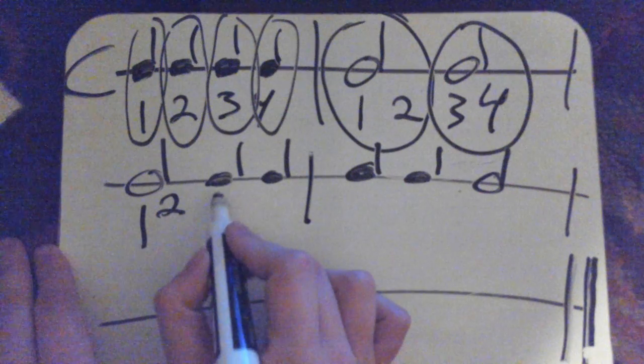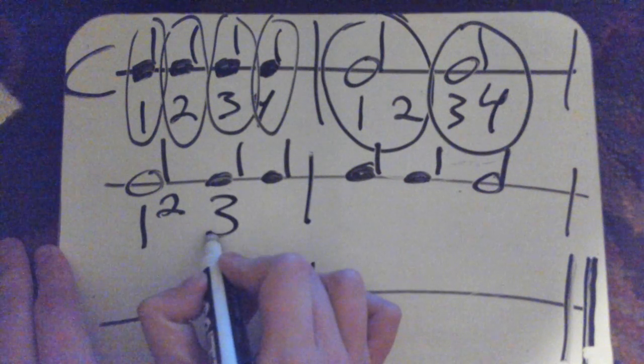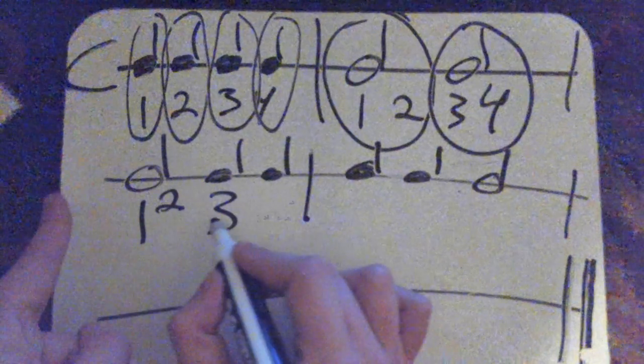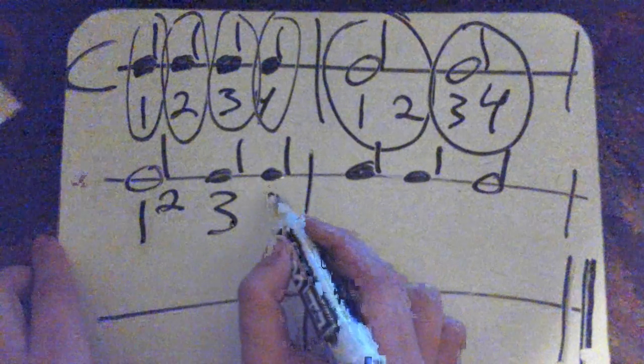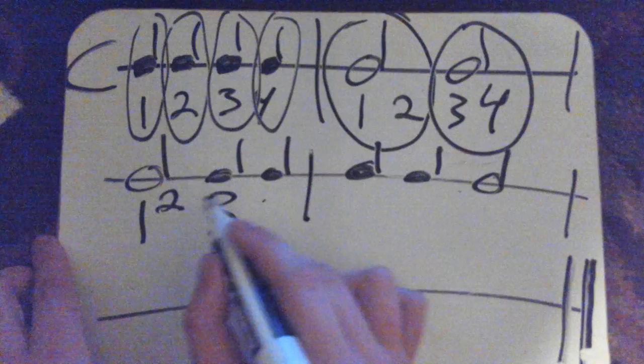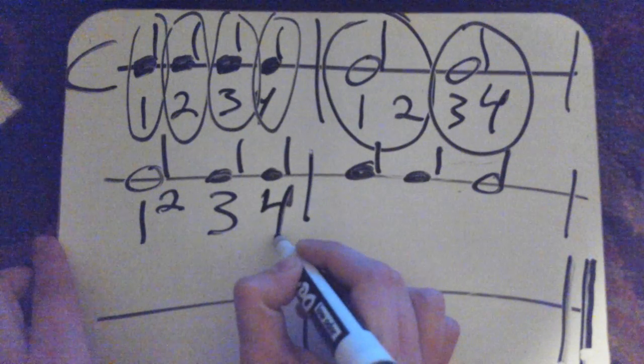1 and 2 are already taken, so this little fella can only take beat 3. He only takes 1 beat, and that beat is number 3. This one can also only take 1 beat. 1, 2, and 3 are taken, so he's going to take 4.